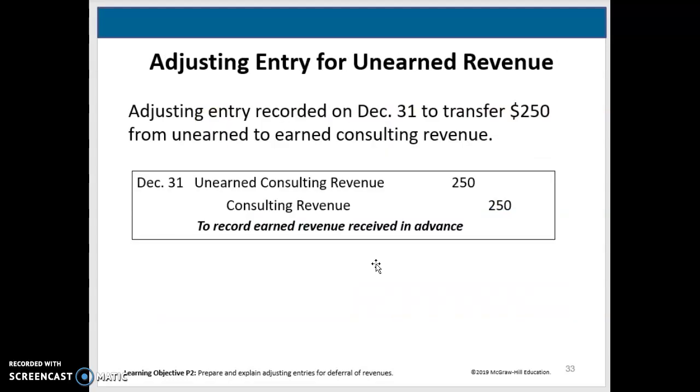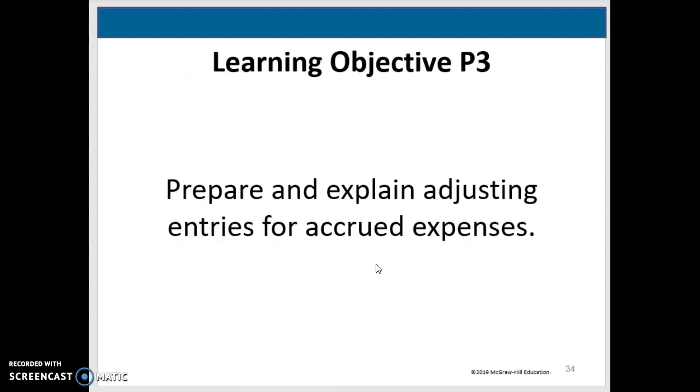The adjusting entry itself is going to look like this. Again, debits are on the left, credits are on the right. We list the debit to the liability, the credit to the revenue. Again, refer back to the handouts that are provided in Chapter 3 resources. There is an adjusting cheat sheet provided to help you with your adjusting entries as you go through until you learn them. All right, our next kind is accrued expenses.